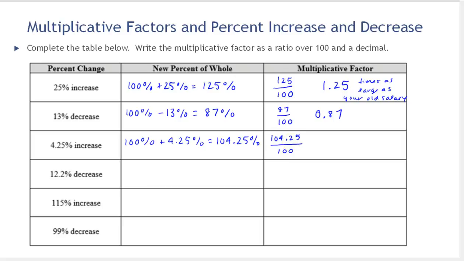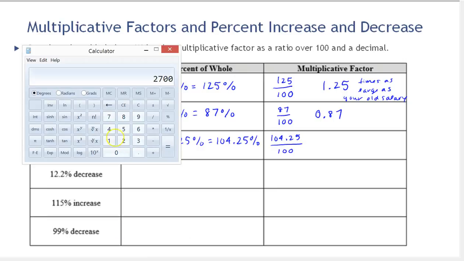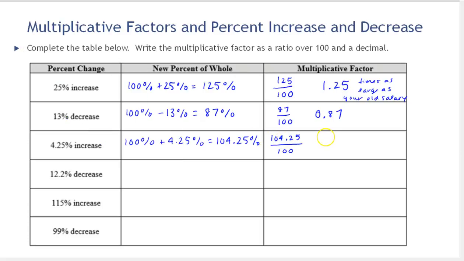To rewrite this as a decimal, we move the decimal point 2 places to the left, or if you'd like, 104.25 divided by 100. Notice it just moved the decimal from between the 4 and the 2 places to the left, so we have 1.0425.